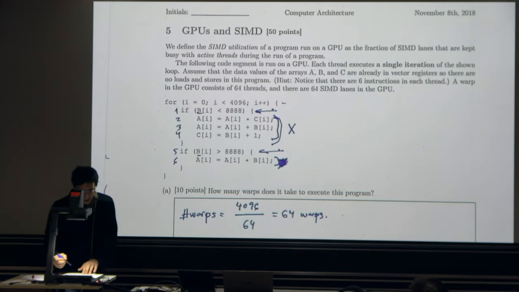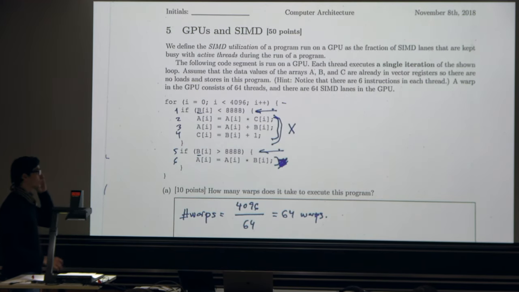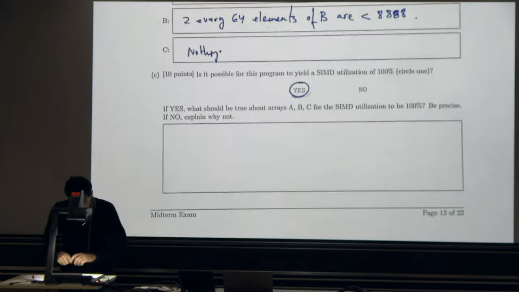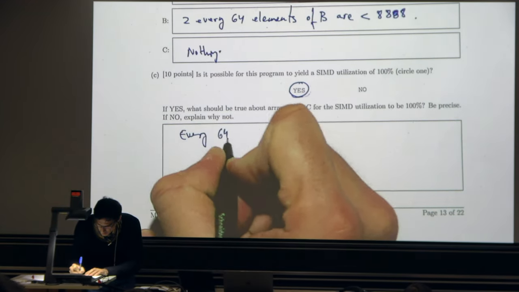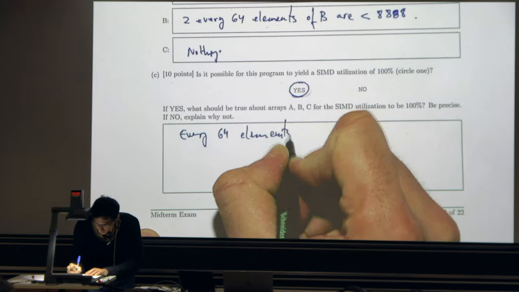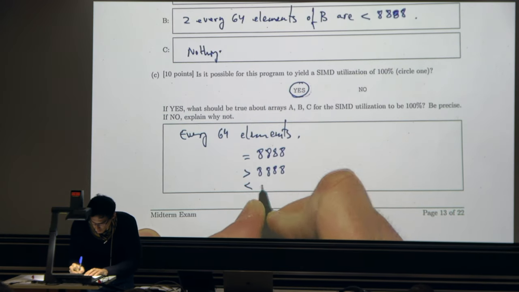And the 3 possibilities are that every 64 elements of B are equal to 8,888, or are greater, or are lower, right? Every 64 elements. So maybe the first 64 elements are equal to 8,888 and the next 64 are greater and the next 64 are lower. Is that clear? Okay. Every 64 elements will be equal, or this, or that.